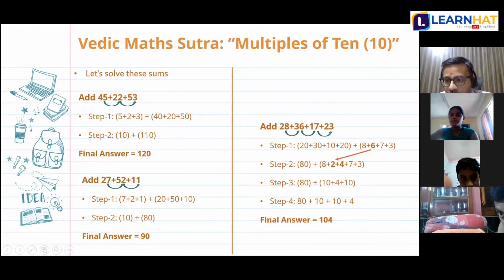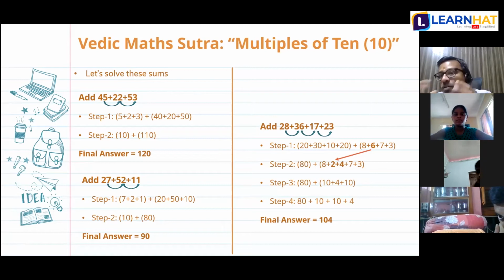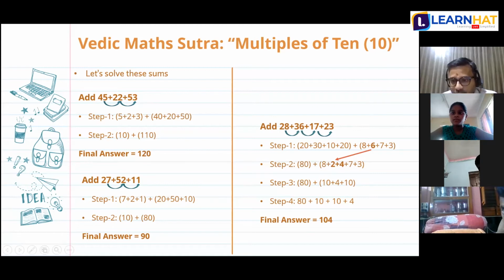Step 2. Then we have written all the ones here, right? 8 plus 6 plus 7 plus 3. So what is the sutra we need to follow here? We need to group it in multiples of tens. If you add 8 plus 6, generally you say 14, but 14 is not 10, right? 7 plus 3 is 10. So what we can do is put 8 as it is, split the 6. 6 can be split as 2 plus 4, right? So write the 8, then write 6 as 2 plus 4, then write 7 plus 3 as it is.